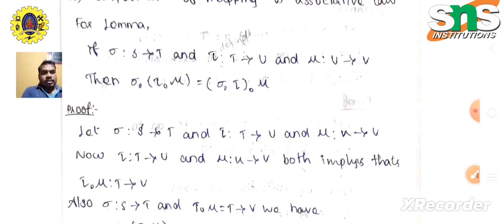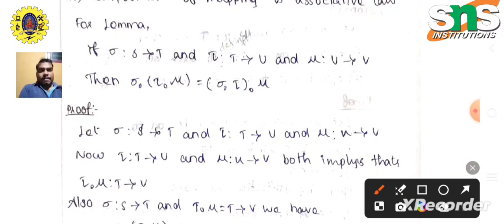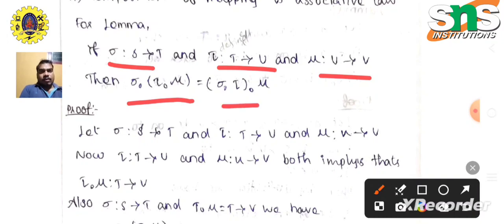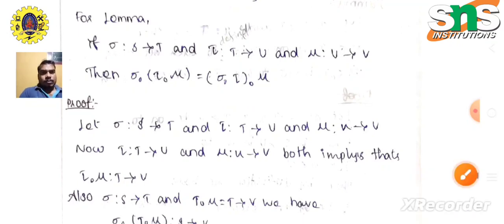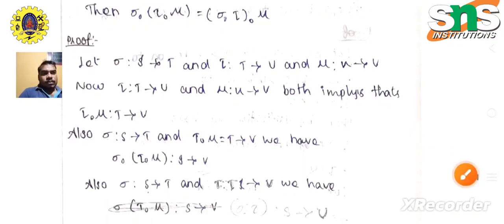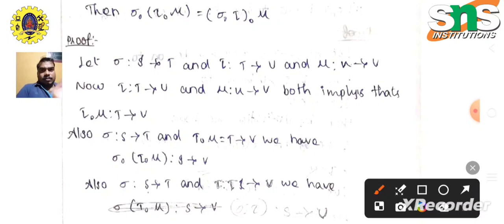Next, let us see the lemma. If sigma from S to T, tau from T to U, mu from U to V, then sigma dot tau dot mu equal to sigma dot tau dot mu. We have to prove it. Let us see the proof.